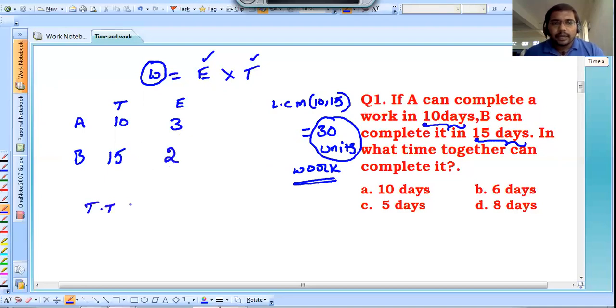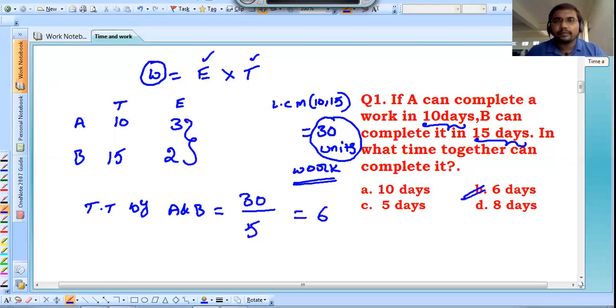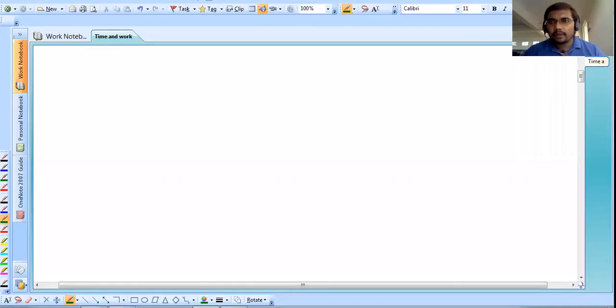Then the time taken by A and B is equal to 30 by total. They will complete 5 units per day. That is 5, write it. Then the answer is 6 days. Answer is B. I hope you understand this method.